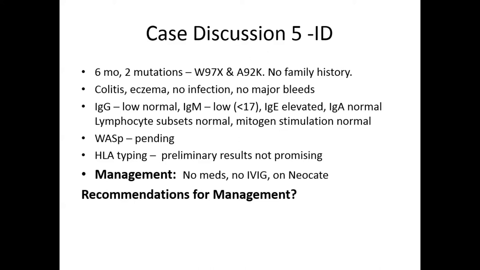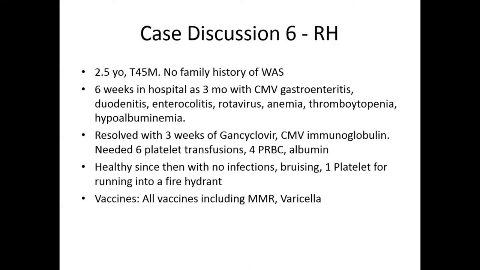Low normal IgE, lymphocyte subsets normal, stimulation normal. WASP protein is pending, but I would suspect he doesn't have any protein with this type of mutation, very likely. The HLA typing results are not very promising so far. He's on no medicine, no IVIG, and is on Neocate for his colitis. Recommendations for management. I think that's the only slide on him.